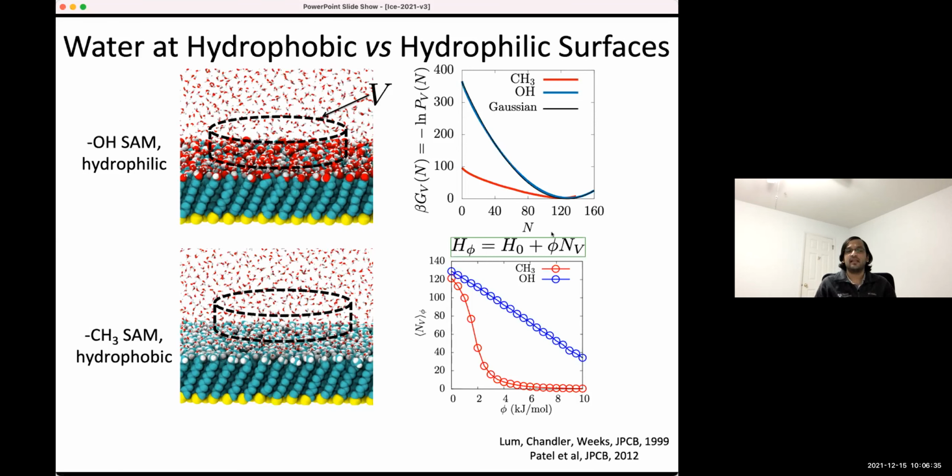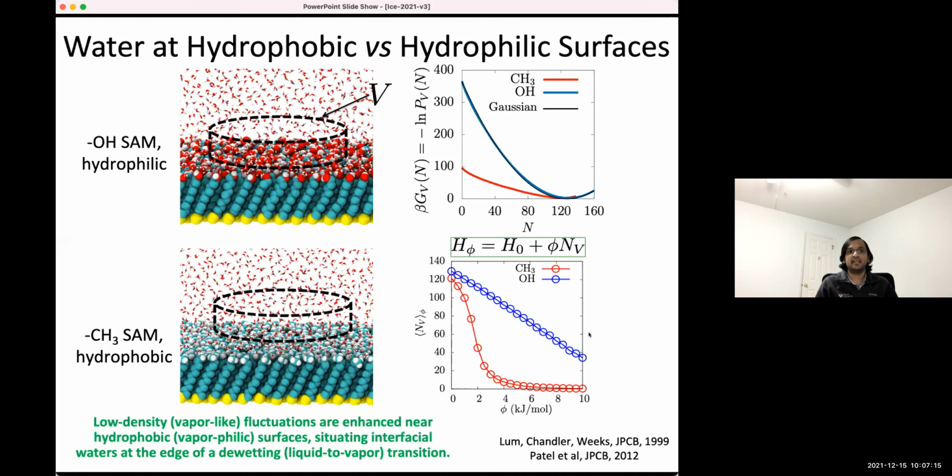And so let's look at this example where we apply an unfavorable linear potential, which couples to the number of waters in this volume. And phi here represents the strength of this potential, right? So the more I crank up phi, the more unfavorable it is for waters to be in the volume. And so waters systematically start to leave the volume. But the manner in which they do so is very different, right? For the hydrophilic surface, the waters leave gradually, slowly leave the volume, whereas near the hydrophobic surface, the behavior is very much collective and switch-like, right? So you have all of them leaving at once.